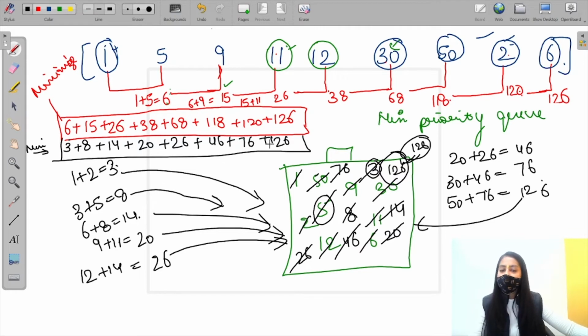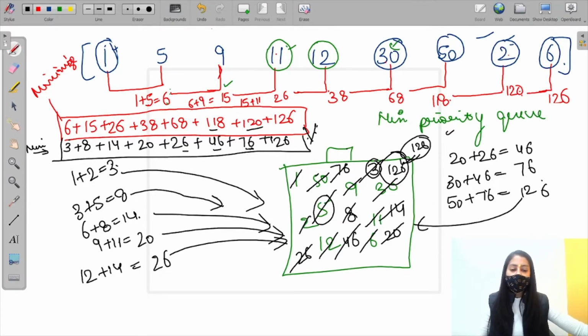Now you can see that this is minimum, this is lesser than this, right? Why? Because the elements here are 120, 180, here it is 76, 46, 26. So obviously this cost is lesser than this cost, right? So in this way you will always get the minimum cost in order to combine all these sticks into one single stick, right? So the code will be very simple.